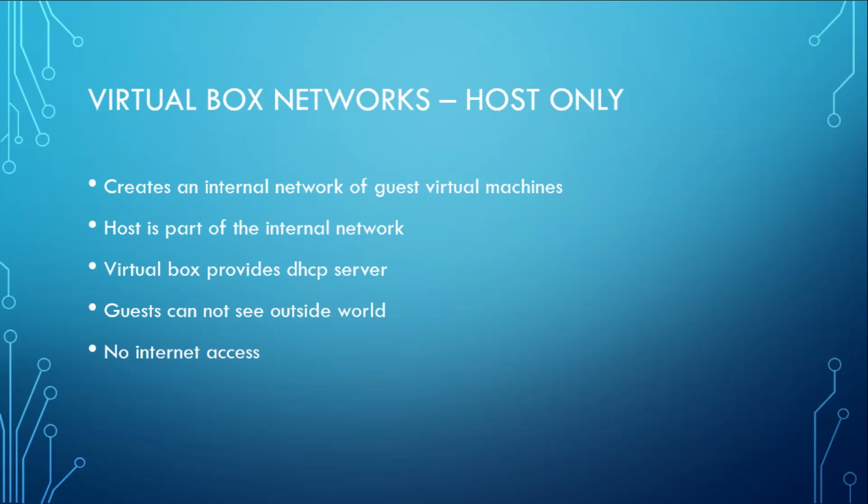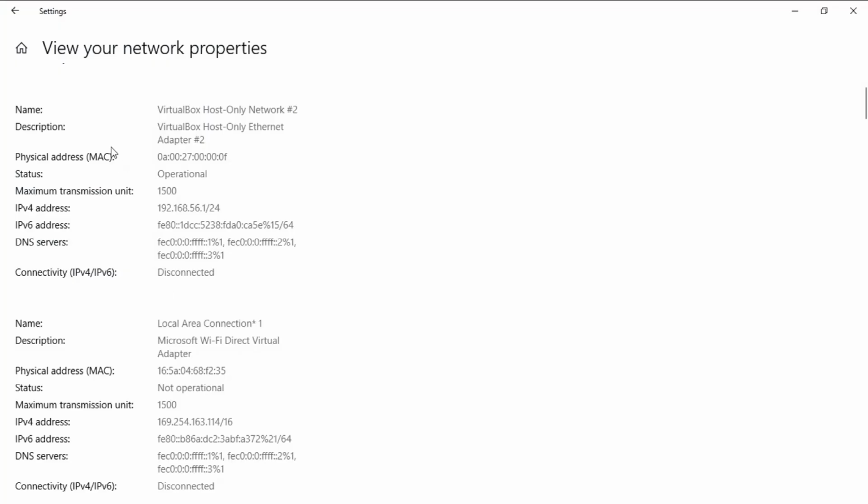VirtualBox provides a DHCP server to assign IP addresses to your guest virtual machines. Now what happens is that in a host-only configuration, VirtualBox configures a virtual adapter on your physical computer, and the guest and the host communicate using this adapter. And as you can see, it has an IP address of 56.1.